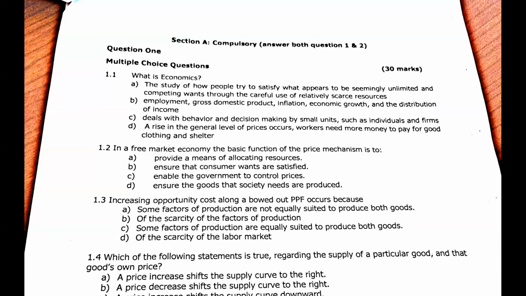Okay, question number 1 asks, what is economics? Option A. Yes, sir. So what is economics? I think we can just go direct to your solution, to your option, so that we save some time. We will not go through all of it.